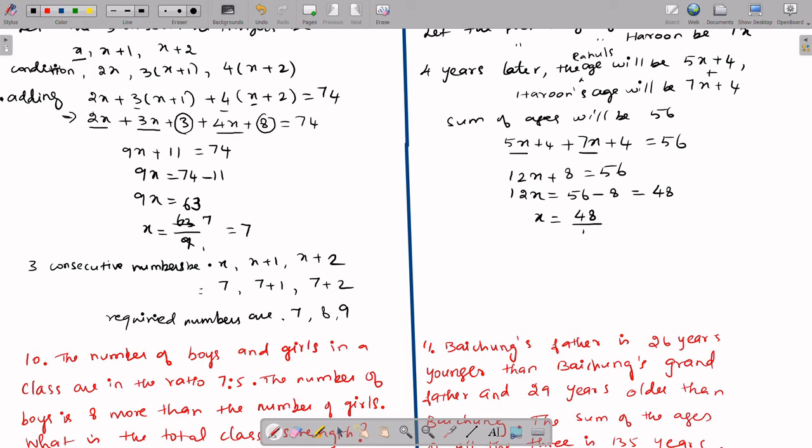This 12 is taken to the denominator. 4 times 12 is 48, or you can use the 6 table, or 3 also it will go. So x will be equal to 4. x is equal to 4, but this is not our answer. We have to take the present age of Rahul and the present age of Varun.